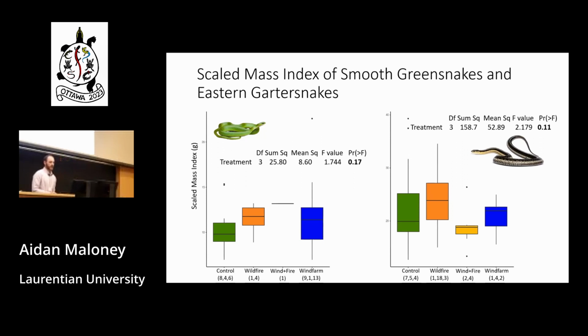So we used the scaled mass index to estimate body condition of the two species encountered most frequently, which in our case was the smooth green snake and eastern garter snake. These analyses excluded gravid females and neonates. As you can see here, there is an insignificant difference among treatments for both species once again, with insignificant p-values.